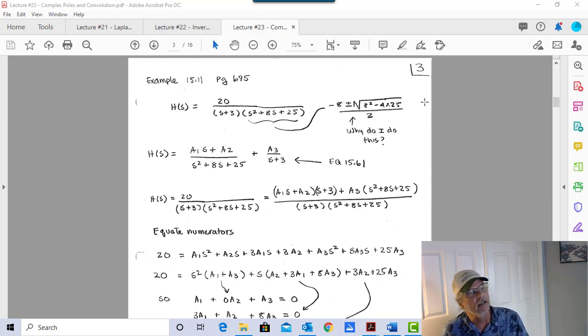I know a lot of you sing that little song for the quadratic formula. I always get a kick when some student does that in my class.